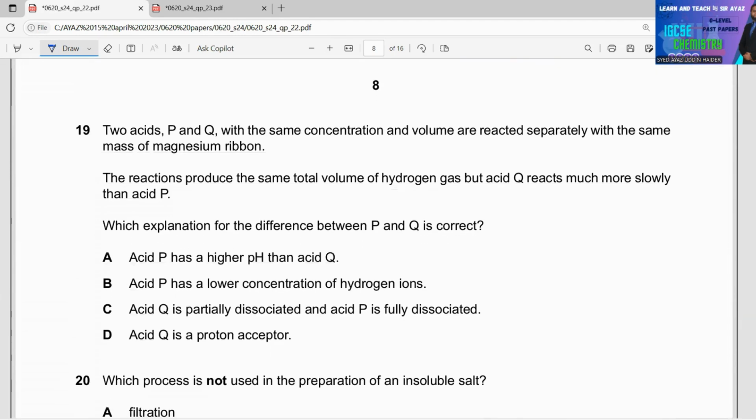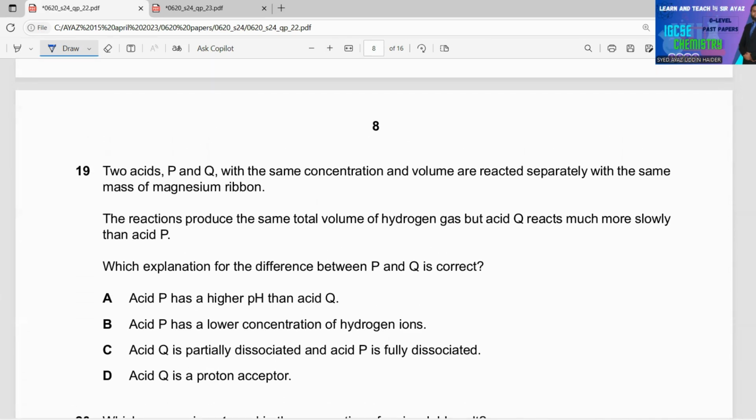Two acids P and Q with the same concentration and volume are reacted separately with the same mass of magnesium ribbon. The reactions produce the same total volume of hydrogen gas, but acid Q reacts much more quickly than acid P. Which explanation for the difference between P and Q is correct? So Q is reacting slowly, so it must be a weak acid. And P must be a strong acid.